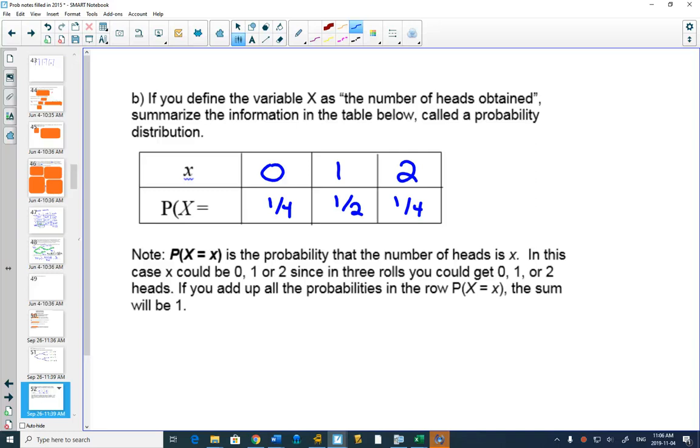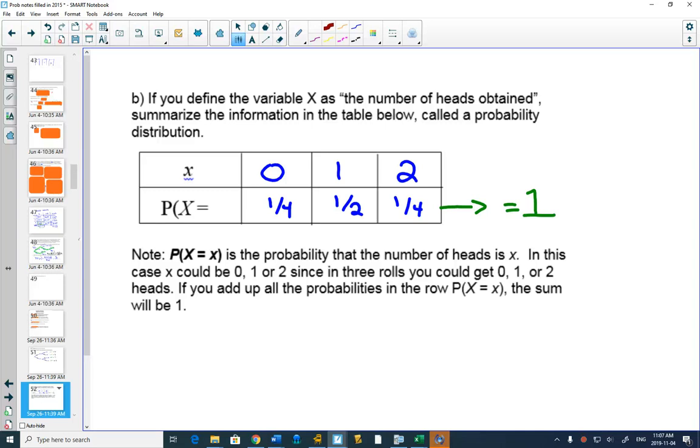So the P(X = x) is the probability that the number of heads is either 0, 1, or 2. One of the things that we always notice, if we sum this up, it equals 1, because the probability distribution chart lists all the possibilities you could get. If you flip a coin twice, you could get 0 heads, you could get 1 head, you could get 2 heads. There's no other possibilities.